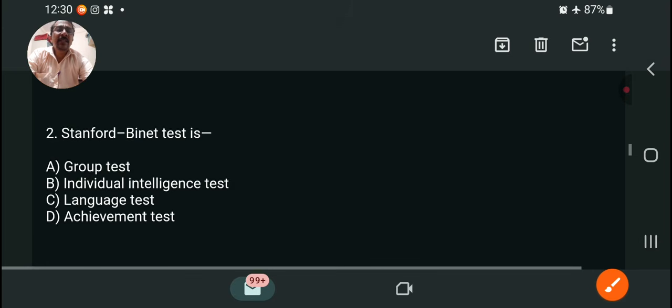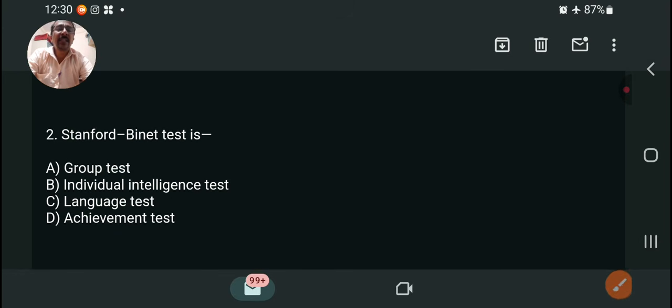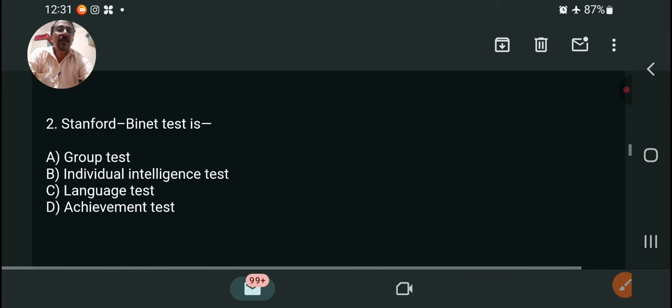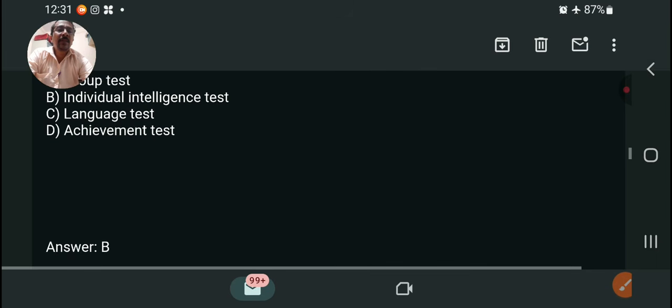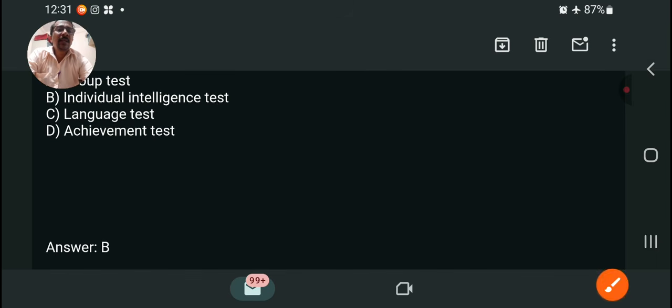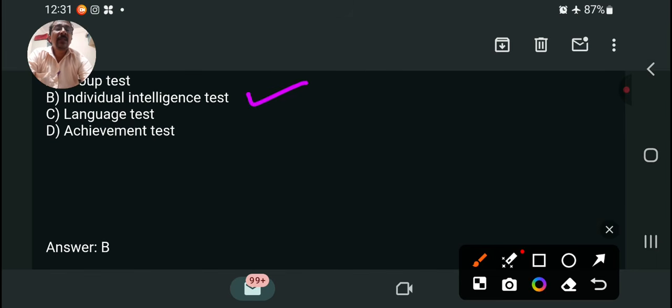Then next: Stanford-Binet test is a group test, individual intelligence test, language test, or achievement test? Stanford-Binet test. Which is the right answer? B, individual intelligence test.